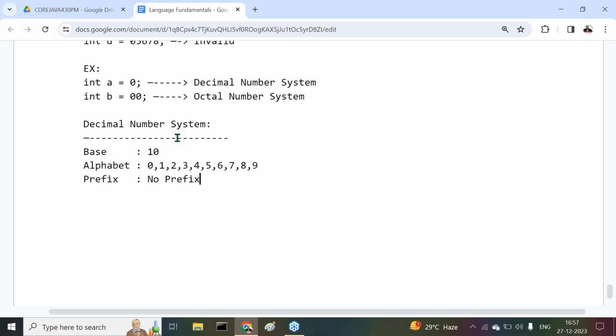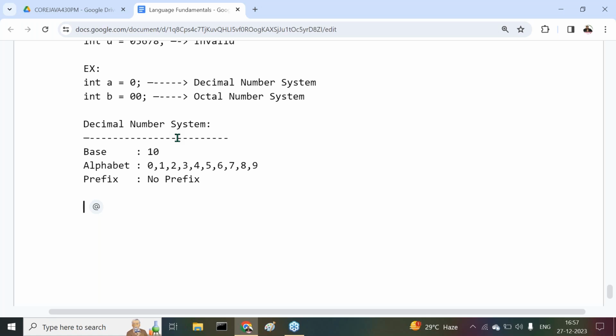Now, the prefix for this decimal number system is no prefix value. I think there is no need for any example. From our childhood onwards, we have been understanding examples of this decimal number system only. Every day we use the number system, and every day's calculations are on the base of the decimal number system only. So no need for any other example. Every example comes under the decimal number system.